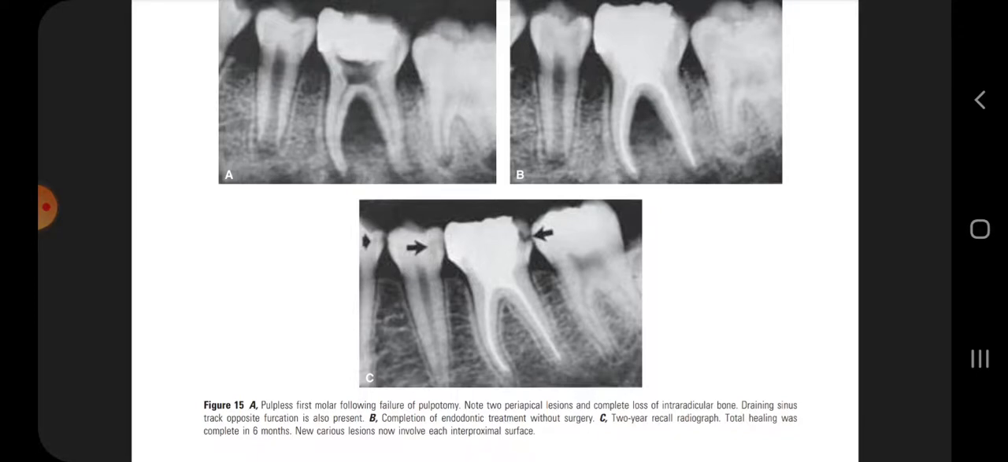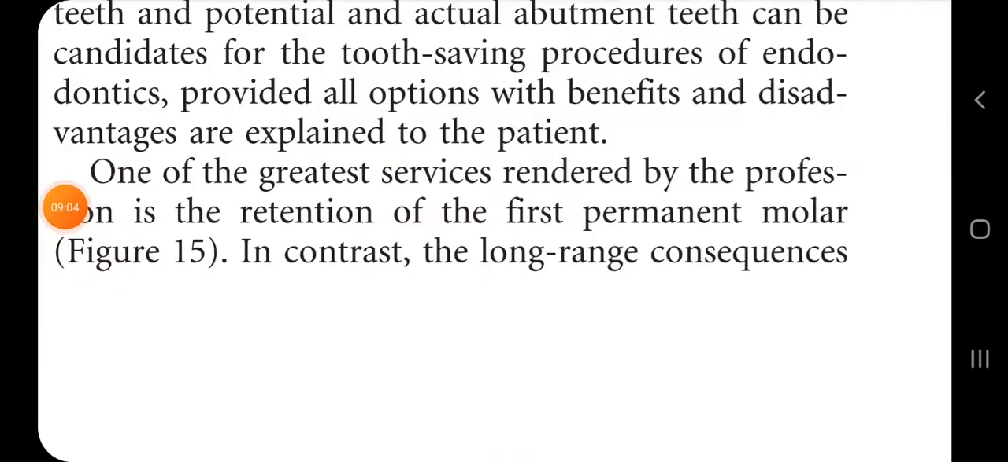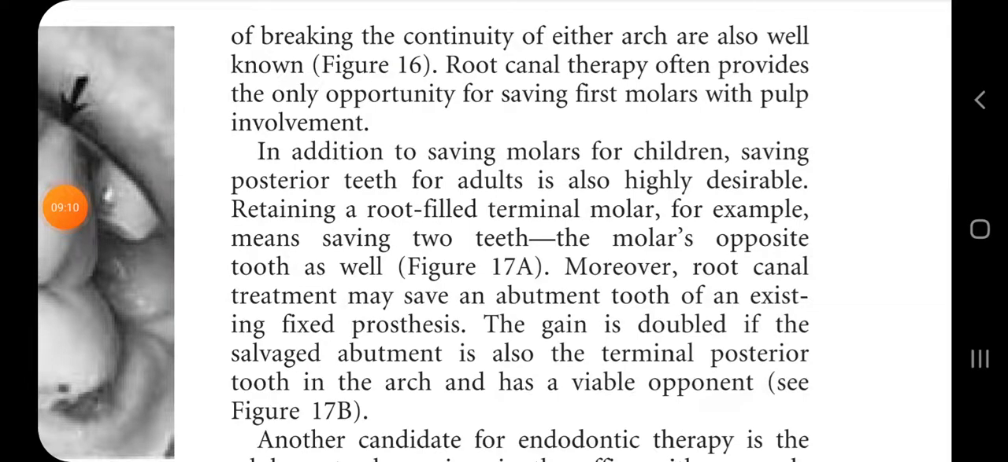New carious lesions now involve each interproximal surface. You can see by the arrows. In contrast, the long range consequences of breaking the continuity of either arch are also well known.